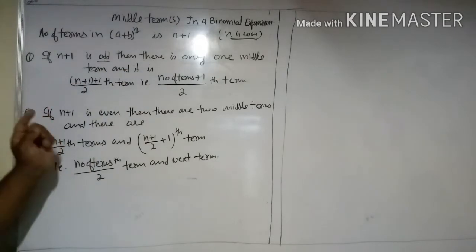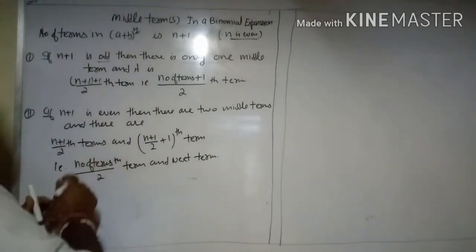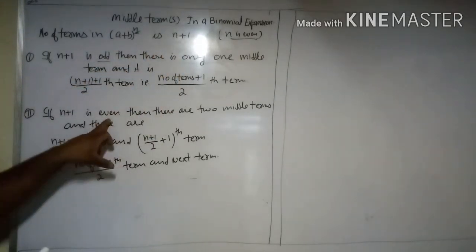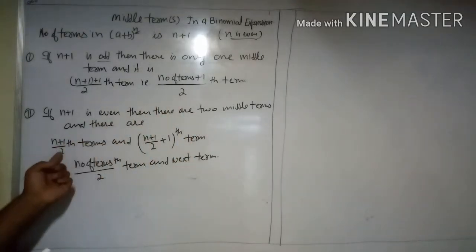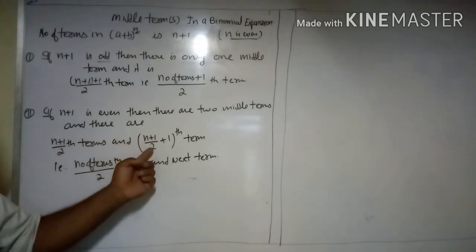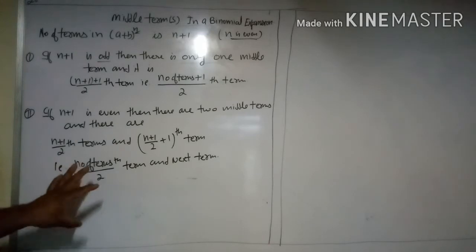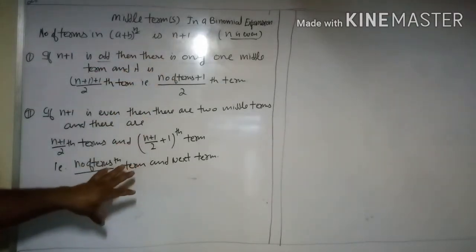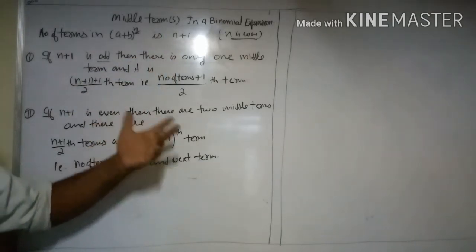And if n is odd, then the number of terms n + 1 is even, and then there are two middle terms: the (n + 1)/2 term and the ((n + 1)/2 + 1) term. So in simple words, we take half of the number of terms, the number of terms upon 2, and the next term.